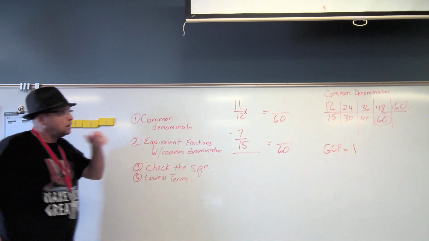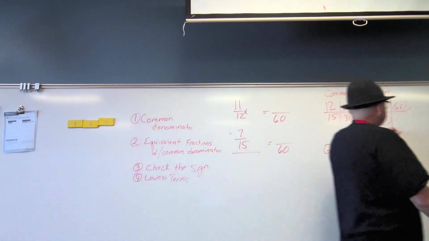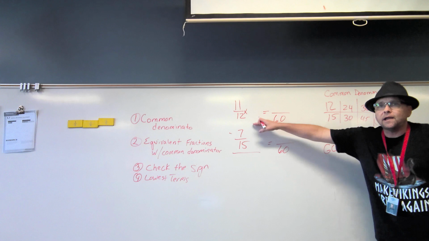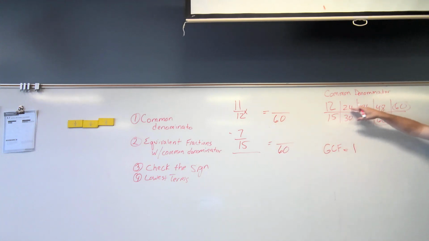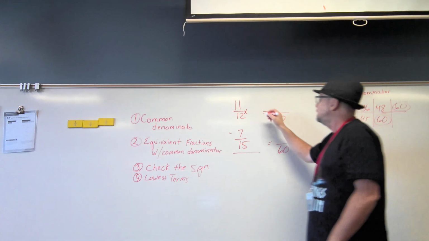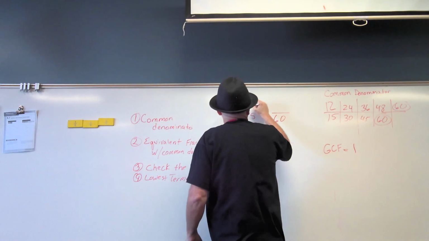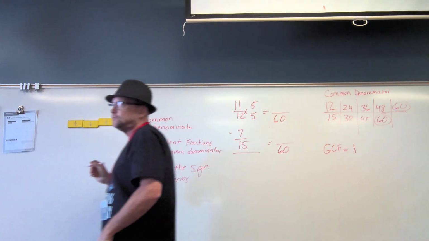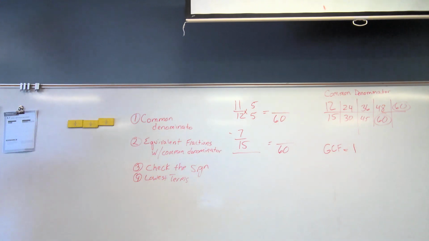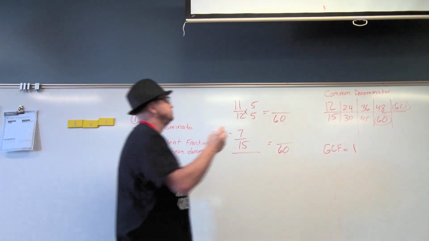All right, now I can go back over here and I can see, what did I multiply 12 by to get 60? 1, 2, 3, 4, 5. So 12 times 5 is 60. If I multiply my denominator by 5, I must also multiply my numerator by 5. And if you can't get this, it makes me crazy. 11 times 5 is 55.